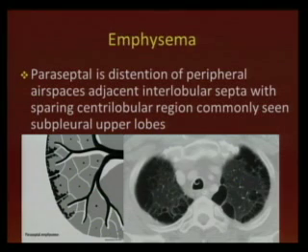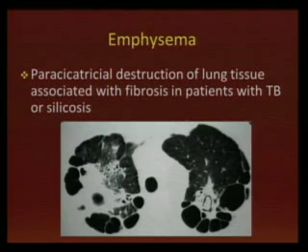Paraseptal emphysema is another type of emphysema that arises near the interstitial space, near the interlobular septa and the subpleural space. You can see that it is mainly seen in the lateral aspect, in the peripheral aspect of the lungs. And finally, we have the paracicatricial emphysema.